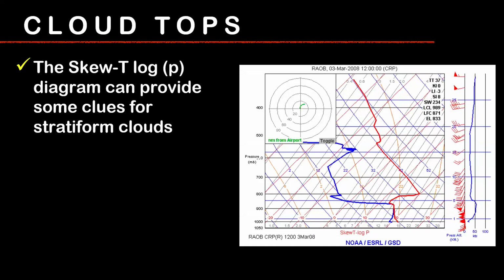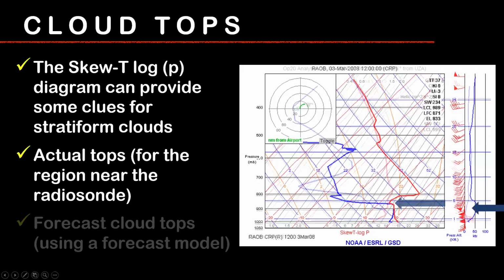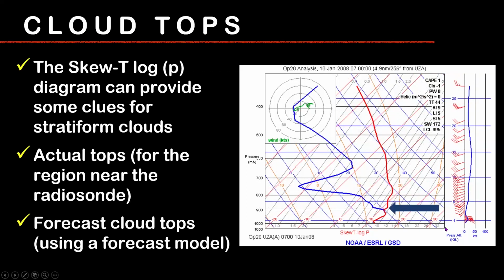Or you can also use the SCUT log P diagram. Really quickly, you can find where the temperature and dew point are spreading apart. And again, that's probably where the cloud tops are located, whether it's a radiosonde observation or using a forecast model for what's happening in the near future.